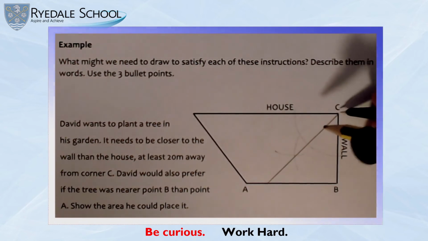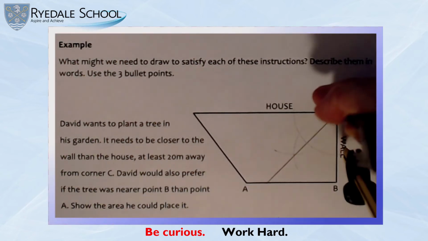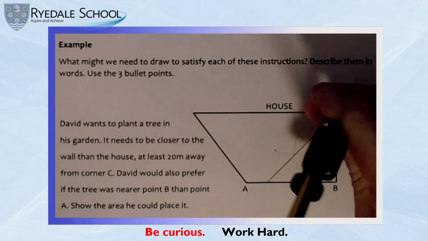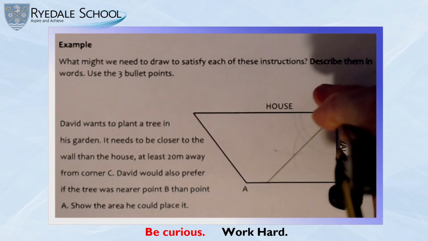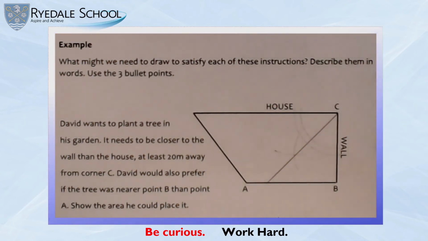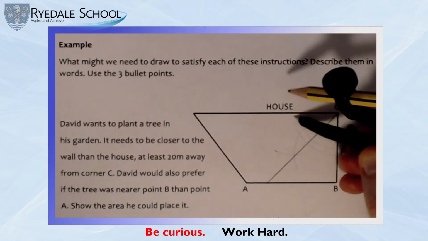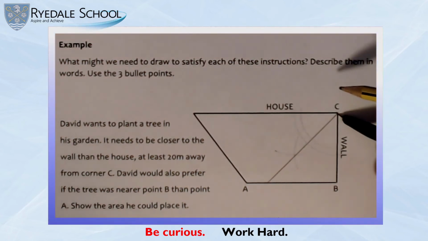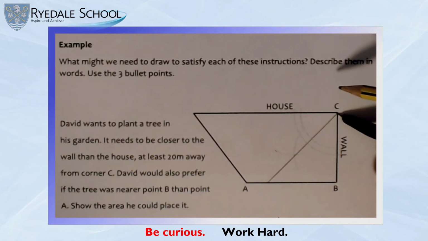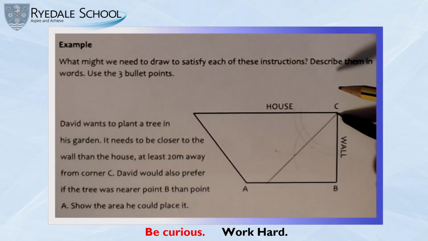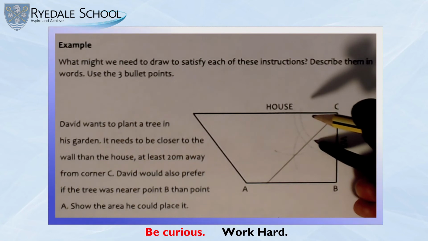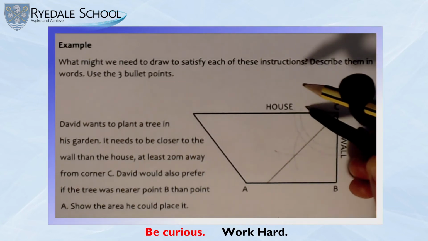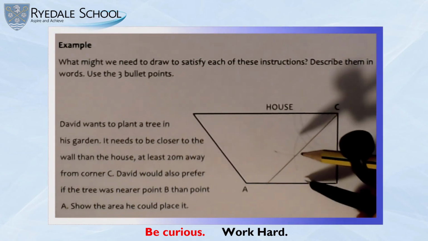I need to put my compass point on C and create an arc that crosses from the wall to the house. So that inner circle, remember this one was for my first construction, that inner circle is all the points that are 2 centimeters away from C, or 20 meters using the scale. So the tree needs to be beyond that arc.